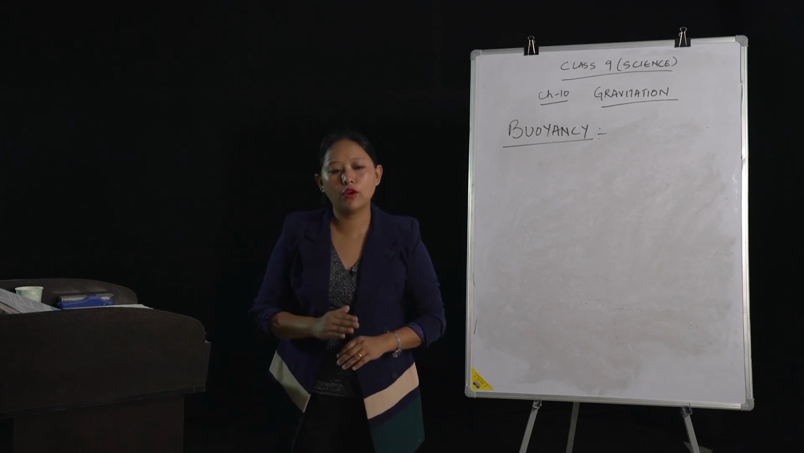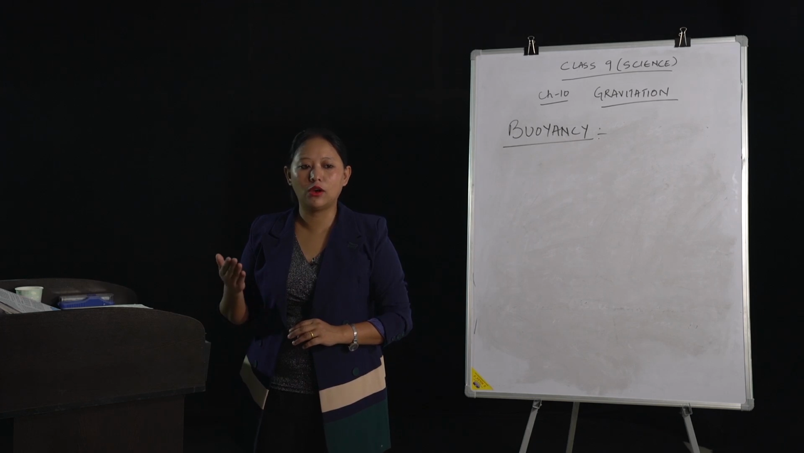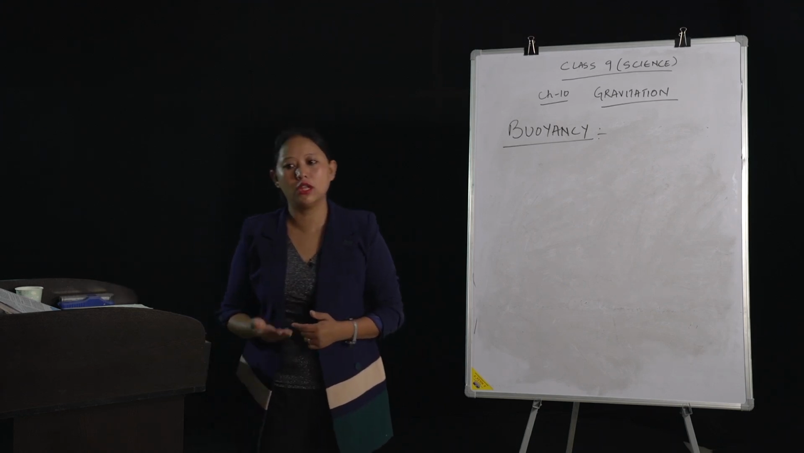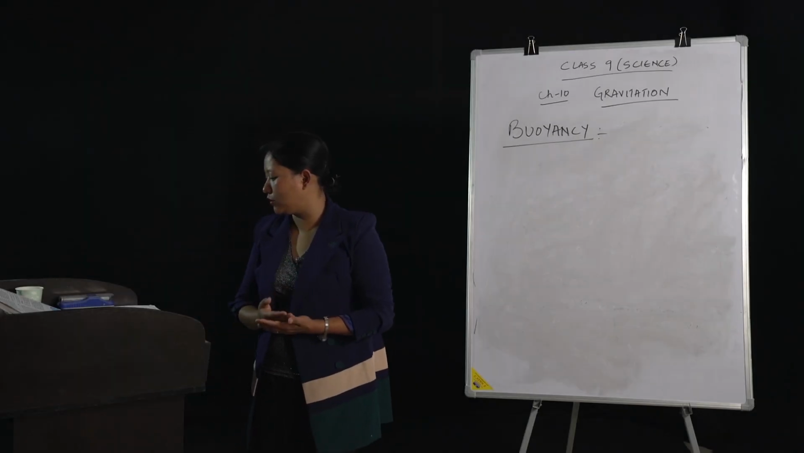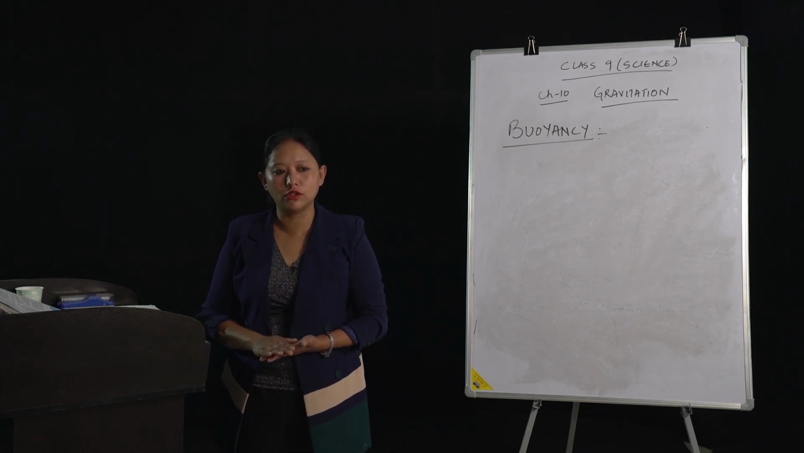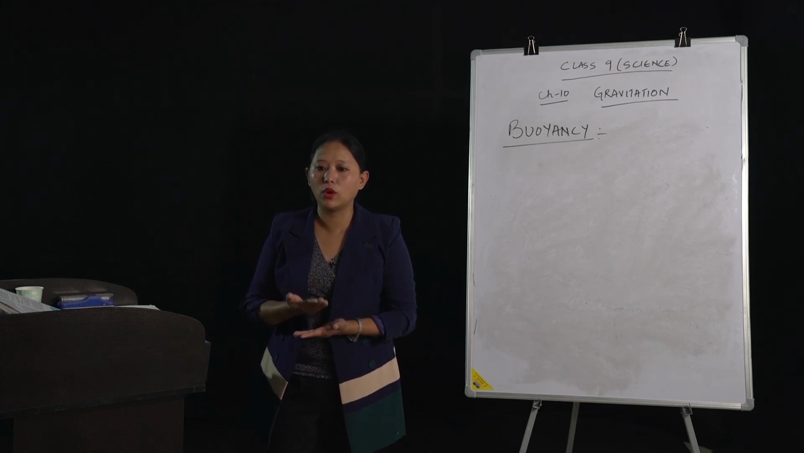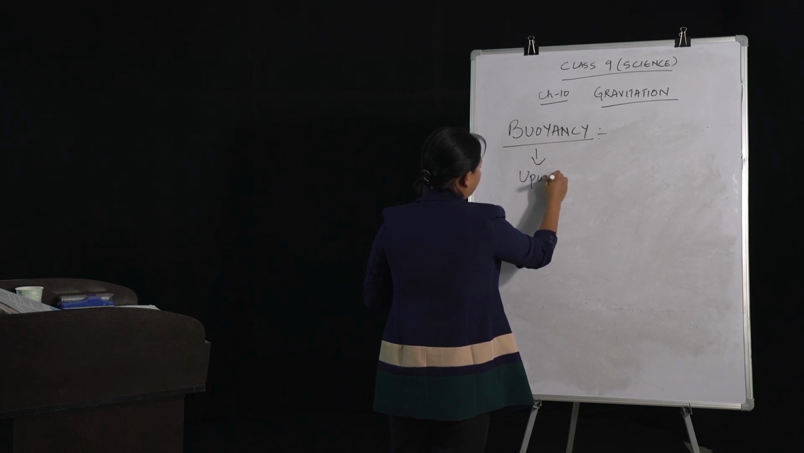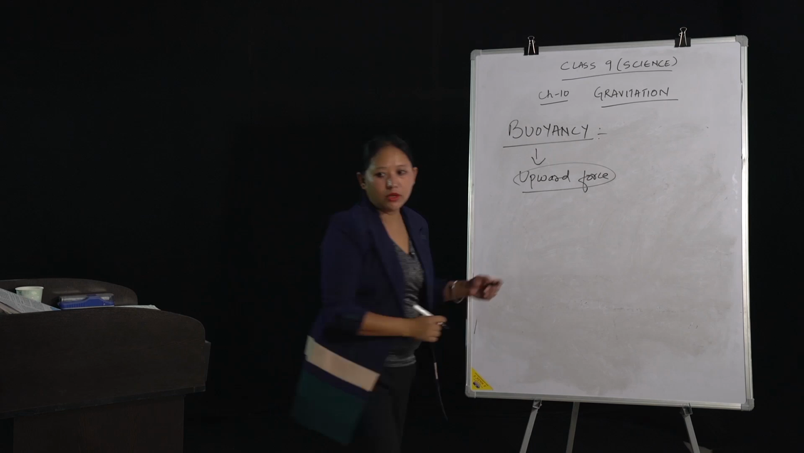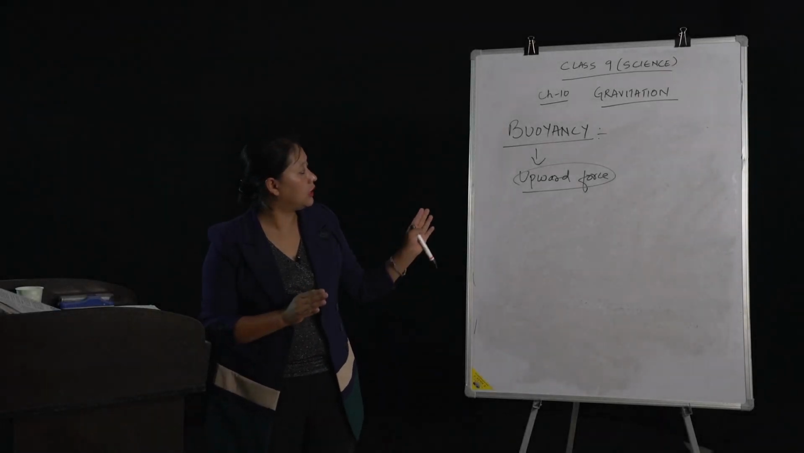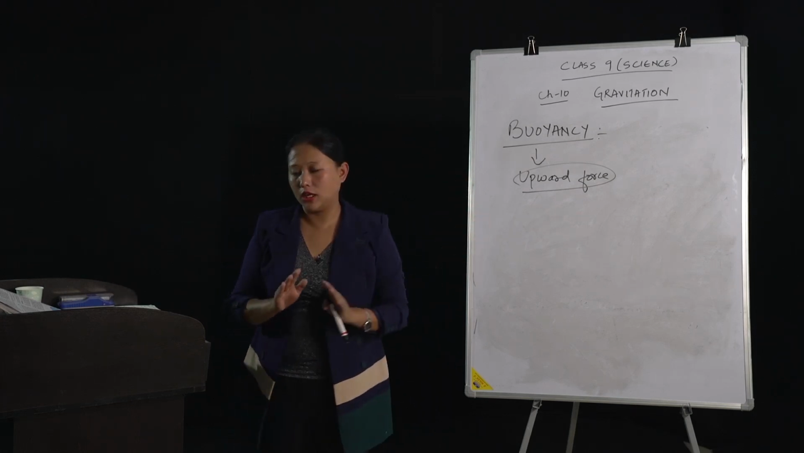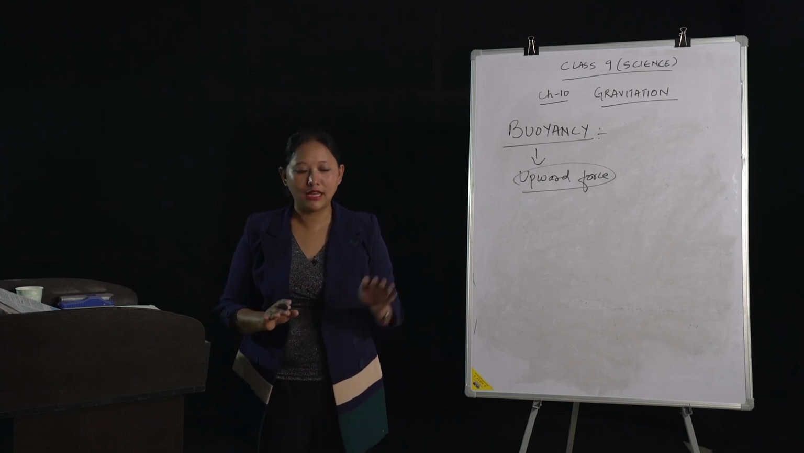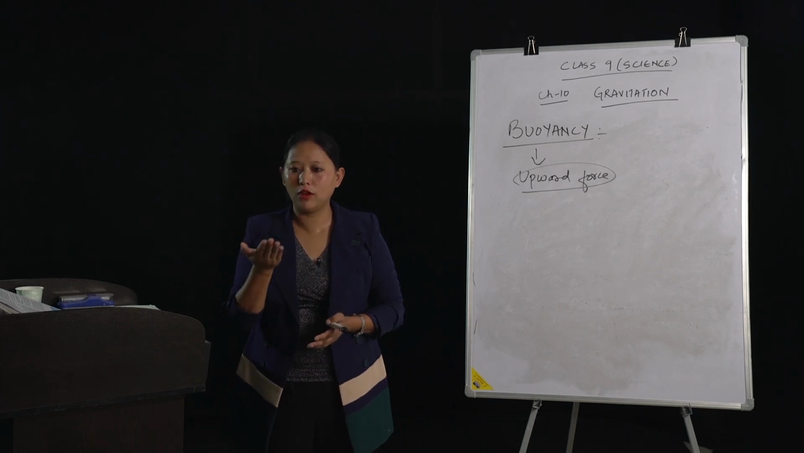That means the gravitational force of the earth exerts a force on the eraser in the downward direction, and the water exerts an upward force on the eraser. The upward force is due to the water, and the downward force is due to the gravitational force of the earth. This upward force exerted by the water, we call it a buoyant force or upthrust. So buoyancy is nothing but an upward force, and due to this buoyant force, the object appears lighter in water.